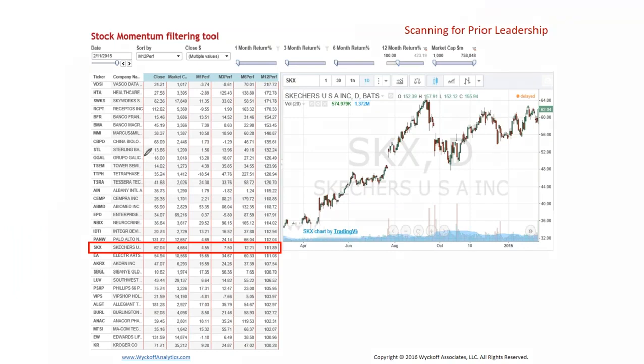This is the momentum filtering tool, which you could probably find anywhere, in any of the software platforms. But specifically, I was using this to identify what I call a prior leadership. The prior leadership is going to be anything before that is outperforming the market on the way up, let's say, for the stock that is in a potential reaccumulation area right here.